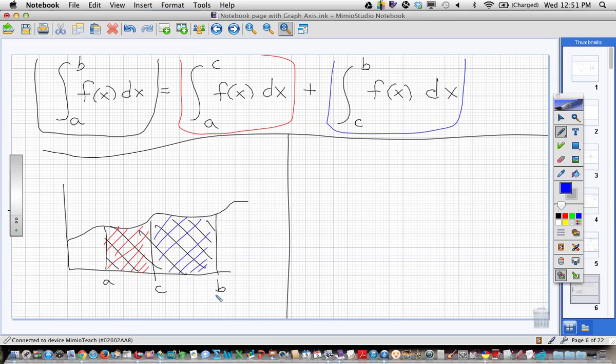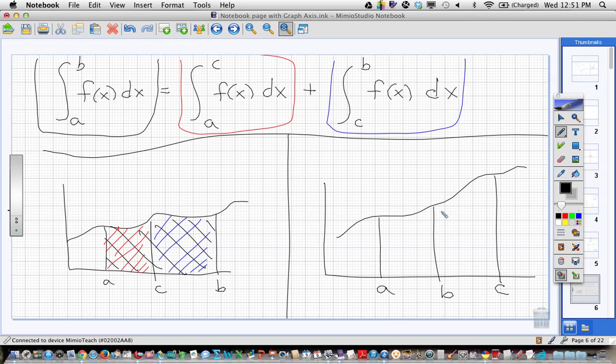But what I said to you yesterday is the C does not have to be in between them. All right, so if I look at another example and I put A here, put B here, and put C out here. Now again, let's let A to B be the black area, right? So there's the area from A to B. Let's let A to C be the red area. And then let's let C to B be the blue area.